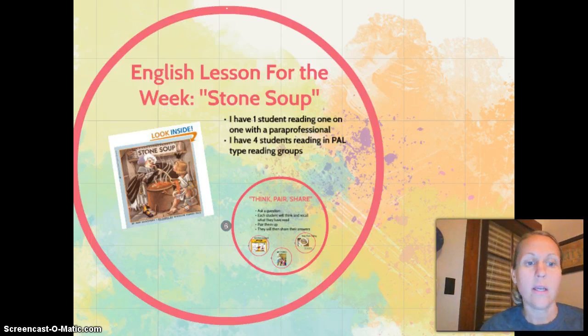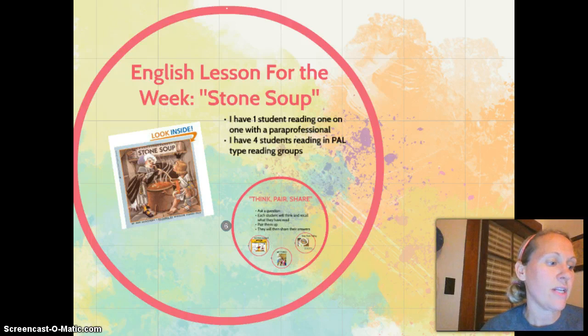I also have an additional 4 students on IEPs with learning disabilities that I have decided to pair up into PALS-type reading groups. They will go off into 2 groups of 2 where they will read together, and hopefully through this peer reading, I will be able to create growth in their reading skills.